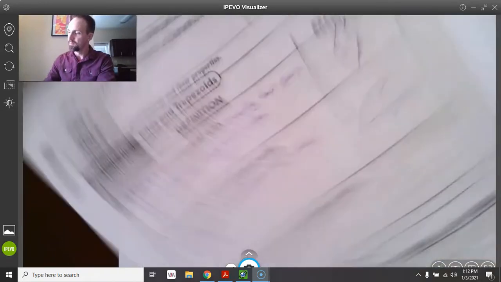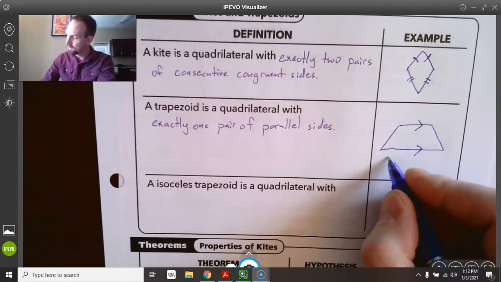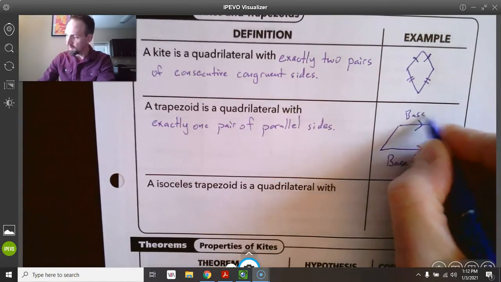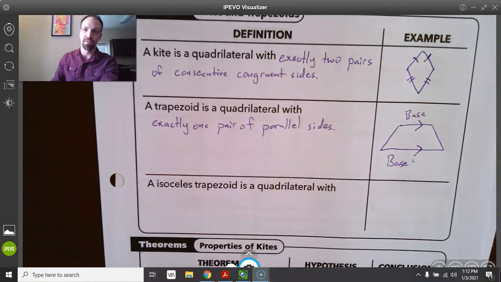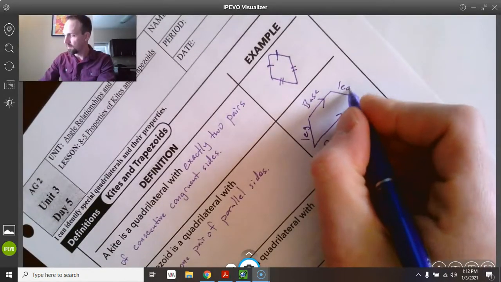But there's another example. We call the parallel sides bases generally. So there's a base and there's a base. So just know that those are called bases, and then these parts are called the legs of the trapezoid.